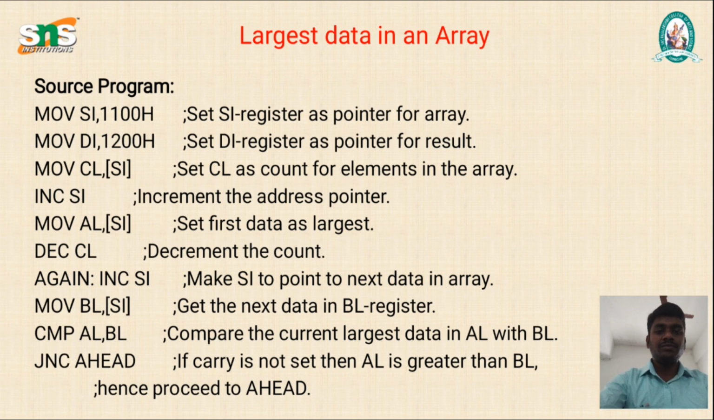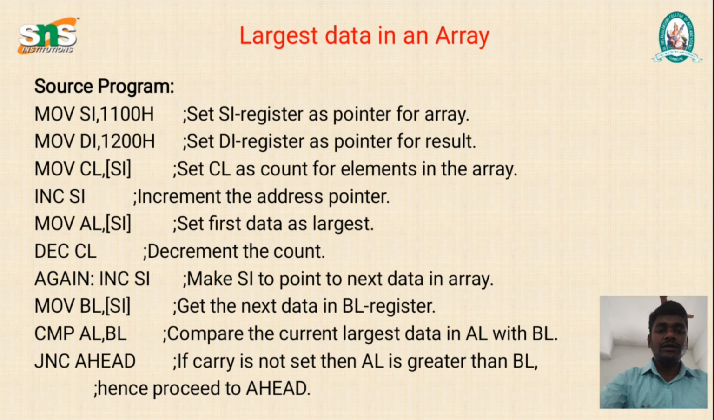Next step, MOV CL, [SI]. SI is pointing to an address, that address is 1100. In 1100, 1101, 1102, we are getting the input values. The input values will move one by one to the CL register. The first input value will move to the CL register. Next step, INC SI. If you use INC, the increment of the SI register, the next input will be taken. Again next step, MOV AL, [SI]. So the SI register data will move to the AL register.